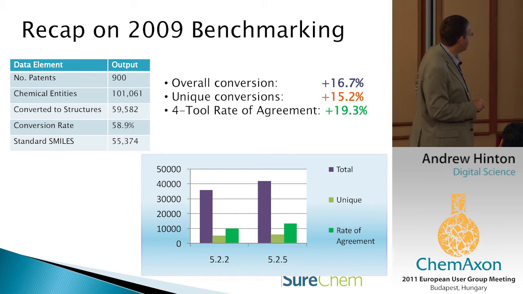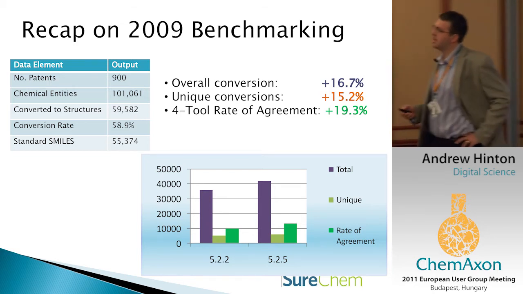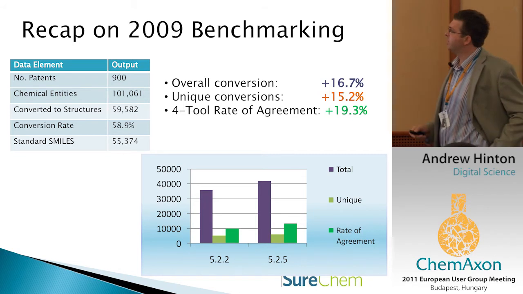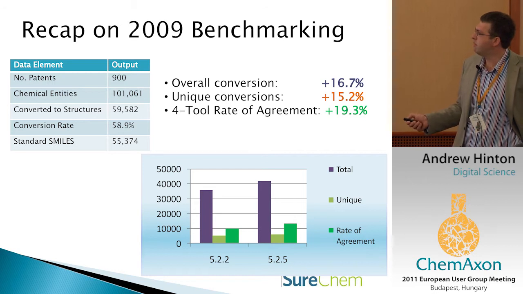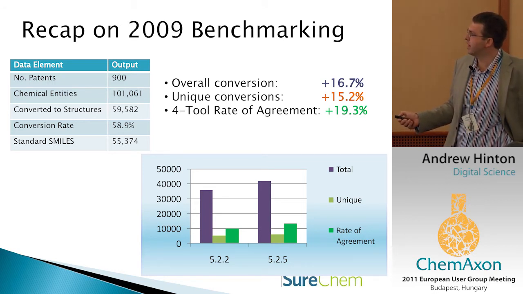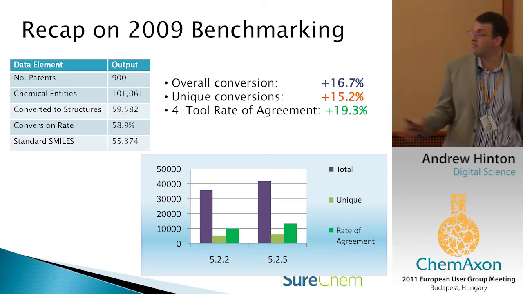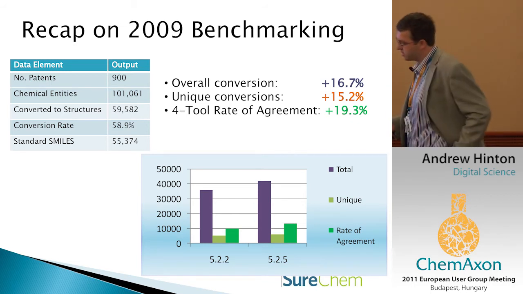55K. So in that analysis back in 2009, we showed that overall conversion rates had improved between the two versions. They were up about 16% in the conversion rates. Unique conversions were also up by about 50%, and what we term, and I'll come on to this a little bit later, the full tool rate of agreement was much improved as well. So it was a good story back in 2009, and what we wanted to do today in 2011 was just to see where the various version improvements had got us in terms of these key numbers.